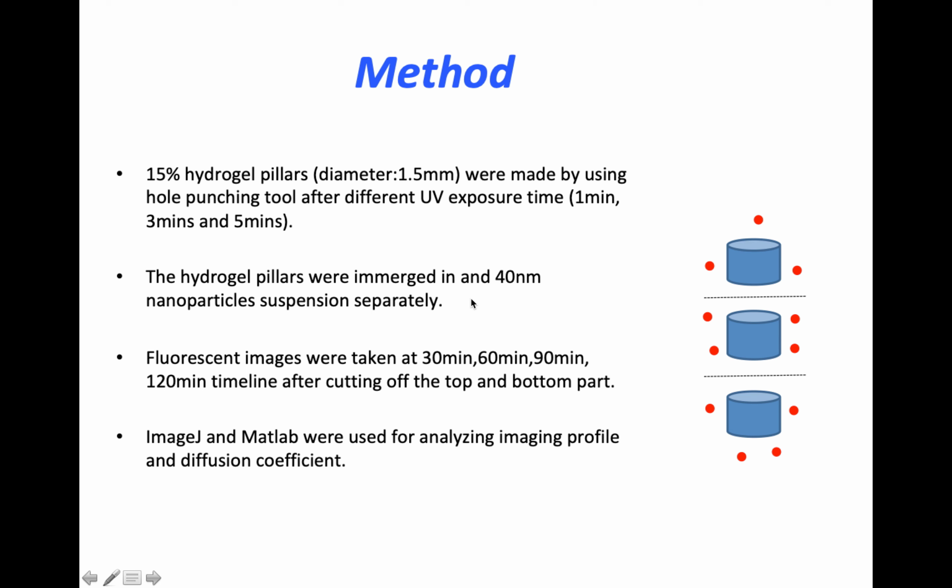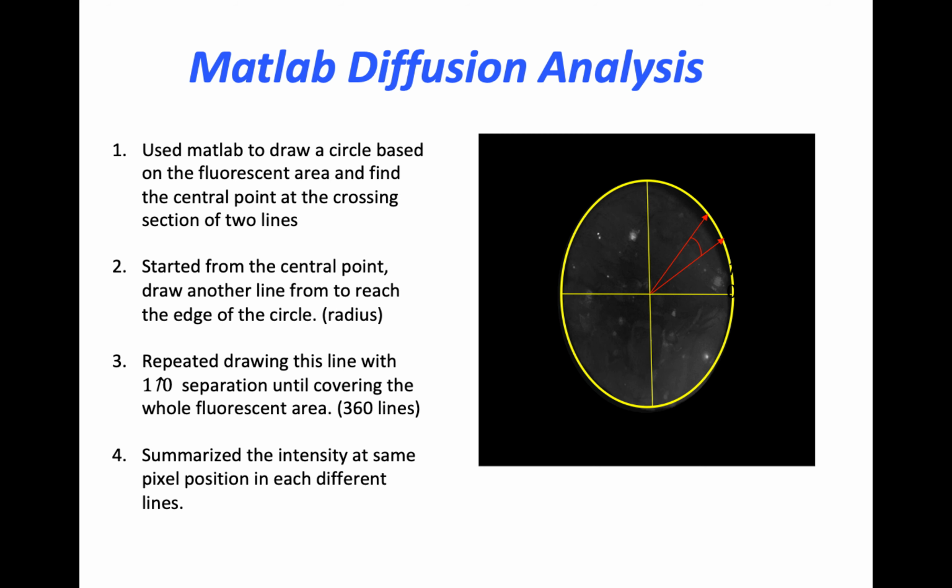And in this case, I use the 40 nanometers polystyrene nanoparticle, and it is absolutely fluorescent. And as I said, I use the fluorescence microscope to take the image for different timelines: 30 minutes, 60 minutes, 90 minutes, and 120 minutes, right? And also I use MATLAB and ImageJ to analyze the imaging profile of the diffusion coefficient.